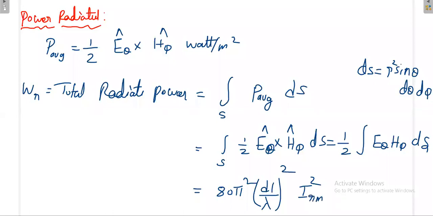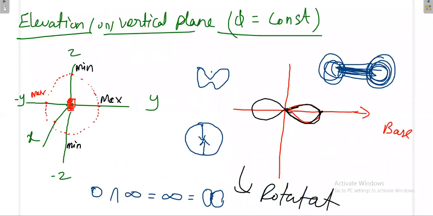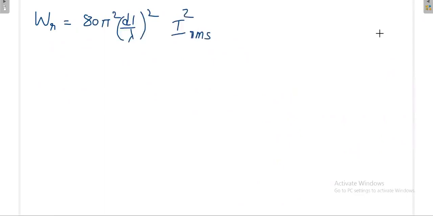See, what I am telling, finally the total power radiated is equal to 80 pi squared (dl by lambda) whole squared into I squared RMS. You know that I can be replaced by I RMS also, because what is I RMS? I RMS equals I divided by root 2. So appropriately you can modify. Actually you are using I dl, but here finally they are written like this, no problem.